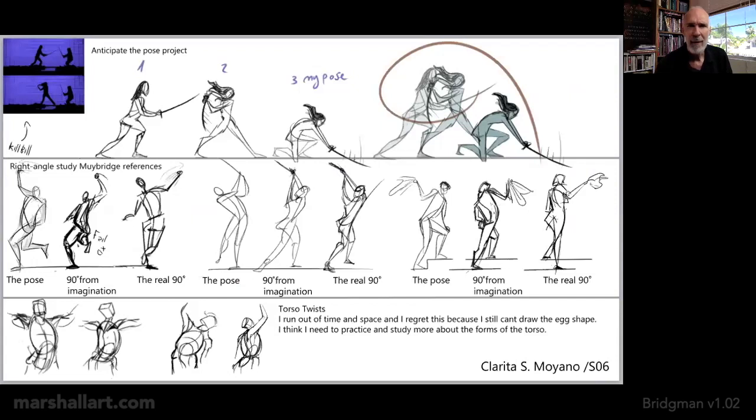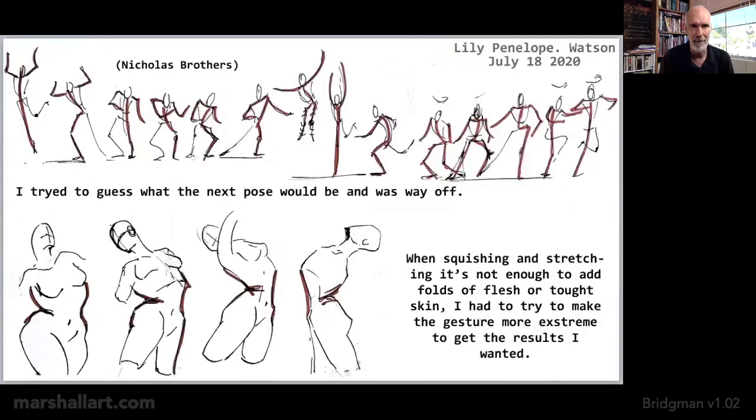Clarita. Great page documenting your studies. Torso twists. I ran out of time and space, and I regret this because I still can't draw the egg shape. I think I need to practice and study more about the forms of the torso. You're going to get to do that today and in the next few days. It's part of the assignment. It's not just that flash pose. I've got another part coming up.